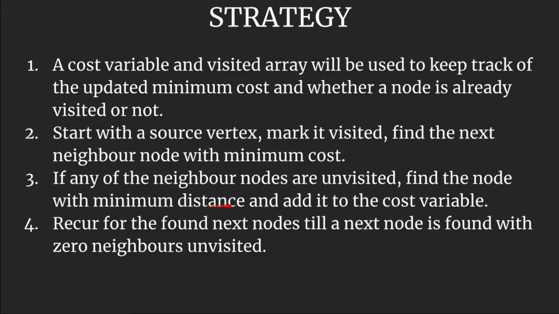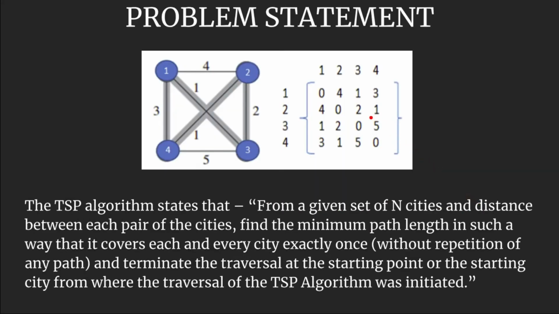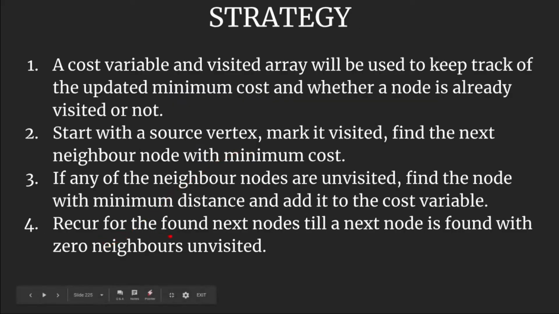Now if any of the neighbor nodes are unvisited, we find the node with minimum distance, and we add it to the cost variable. As we initialize the cost variable with 0, after we find this node with the minimum distance, we will add 1 to the cost variable, and this will be considered the current node now. We will recur for the found next nodes till a node is found with 0 unvisited neighbors.